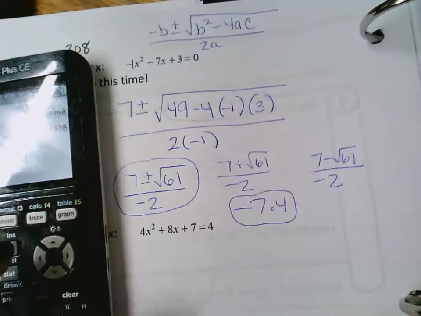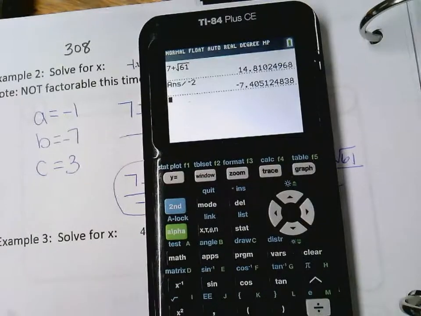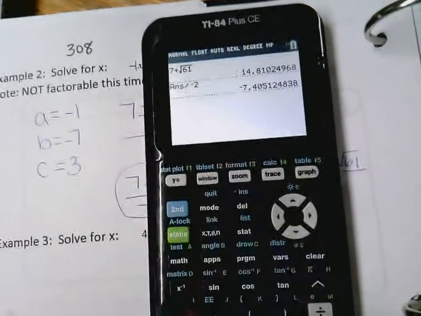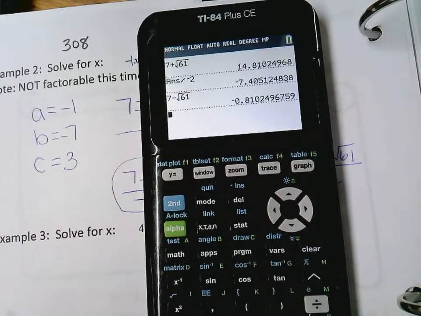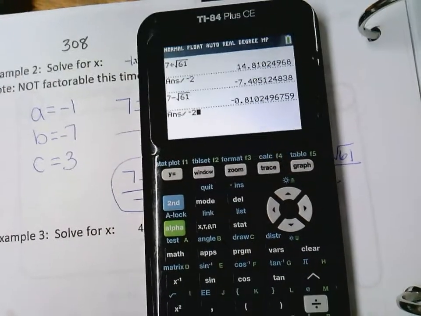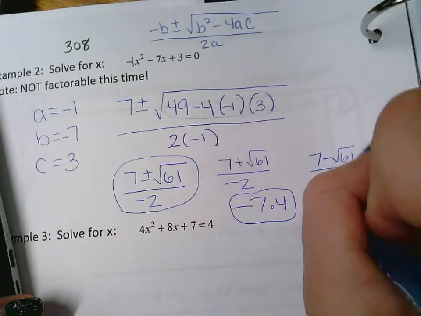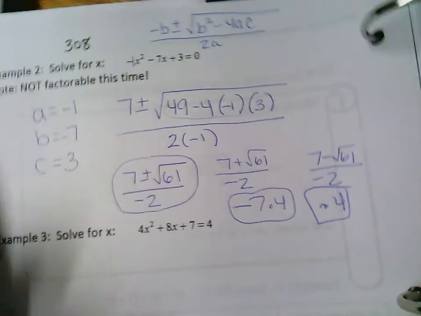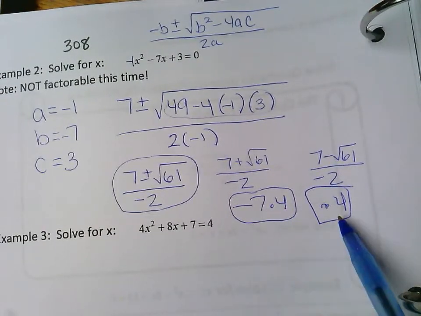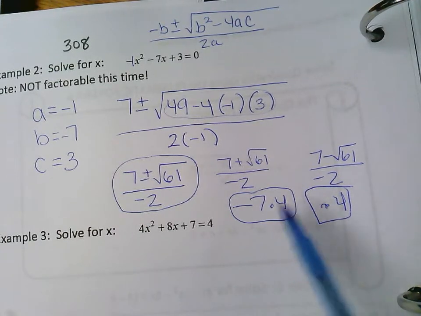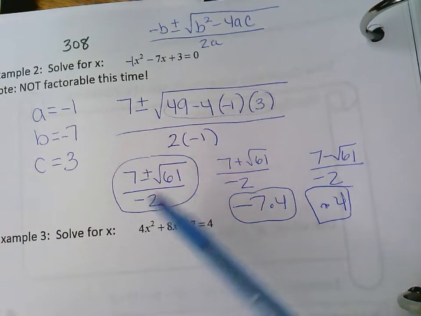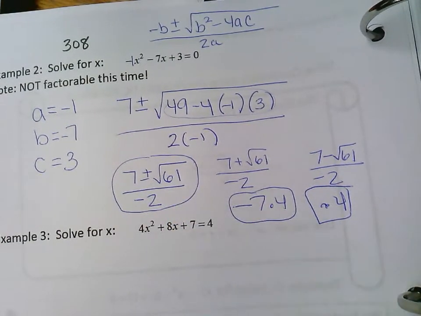-7.4. And my other x-intercept is 7 minus the square root of 61, hit enter, divide by -2, 0.4. So 0.4. So my two x-intercepts are -7.4 or 0.4. To me, that's more meaningful than this expression, but this expression is exact.